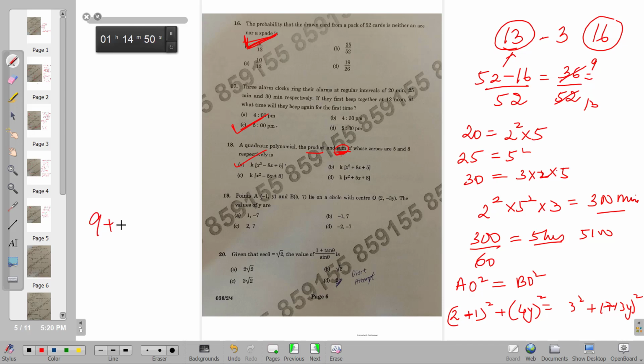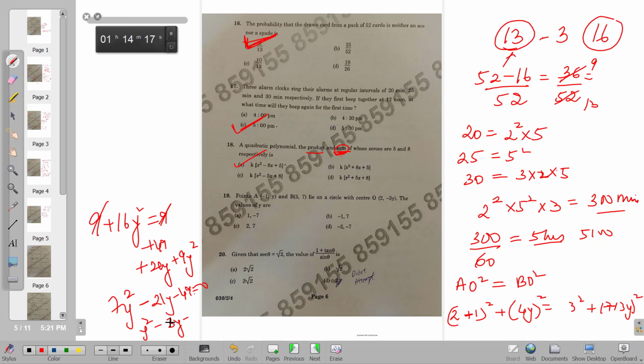3 square is 9, plus 16y square is equal to 9 plus on the other side 7 square, which is 49, plus 21y plus 9y square. So 9 cancels on both sides. 16 minus 9 becomes 7y square, and then I'm having minus 21y minus 49 is equal to 0. I can divide by 7 throughout. Y square minus 3y minus 7 is equal to 0.